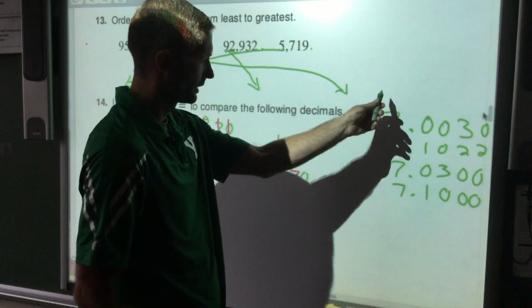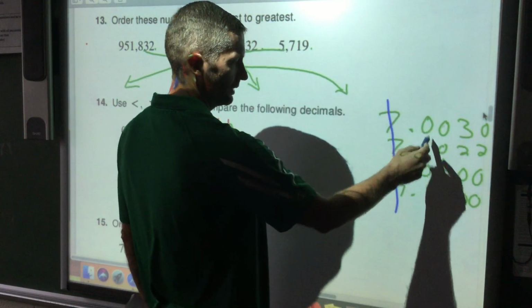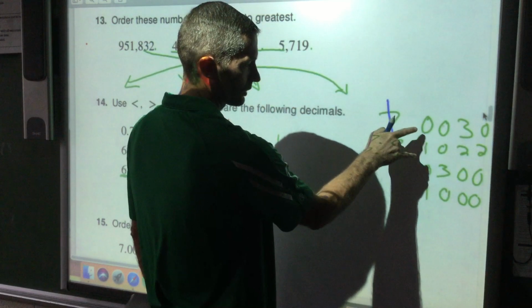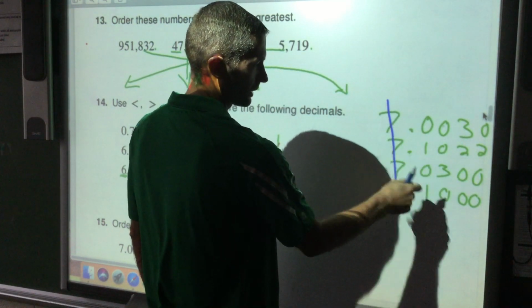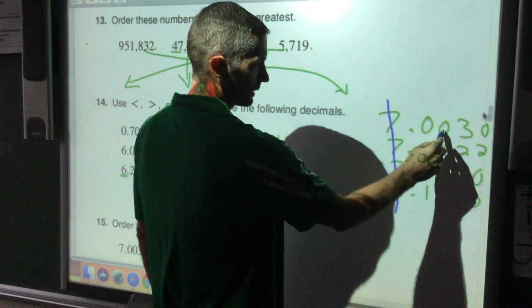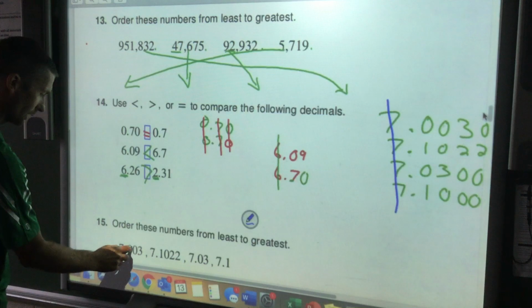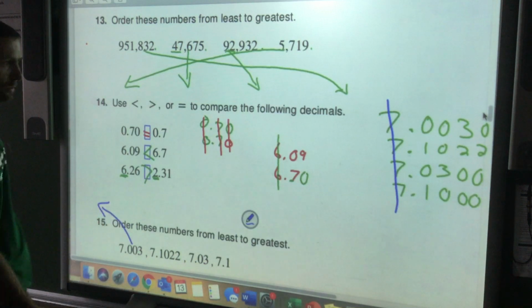Okay, they all begin with 7, so we can ignore the 7. Then we have 2 that have zeros, 2 that have 1s. These are going to be my 2 smaller, these are going to be my 2 bigger. So now I just need to compare my 2 smaller. Those are both zeros, that 0 is smaller, so there's my smallest. So I can drag this, move it all the way to the left.